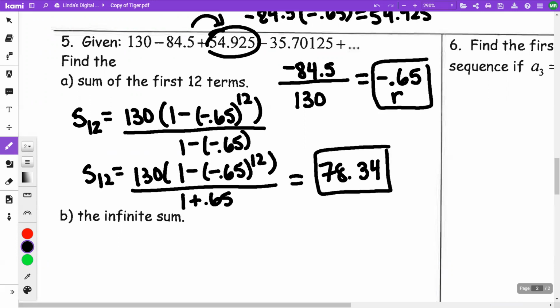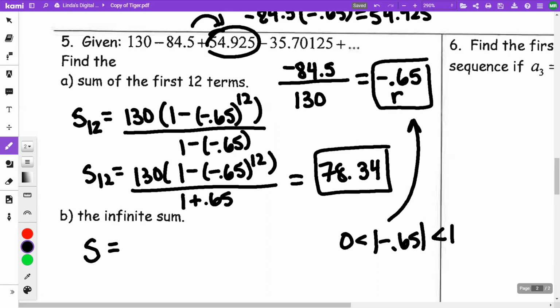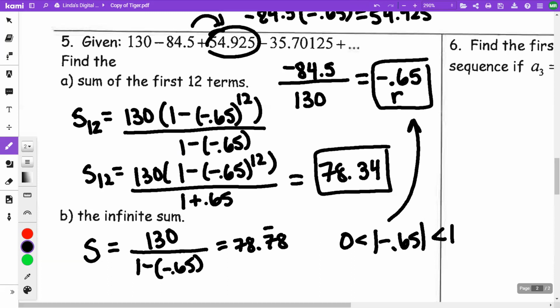Now, for the infinite sum, number 1, we have to look at our R. Our R in absolute value has to be between 0 and 1, and it is. So for my infinite sum, I'm going to take my initial value, which is 130, over 1 minus my R, which is -0.65. So basically it's going to become plus 0.65 on bottom. So 130 divided by the quantity 1 plus 0.65 gives me 78.78 repeating.